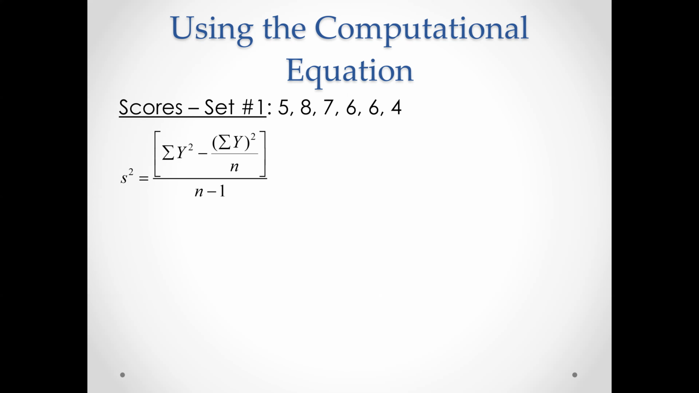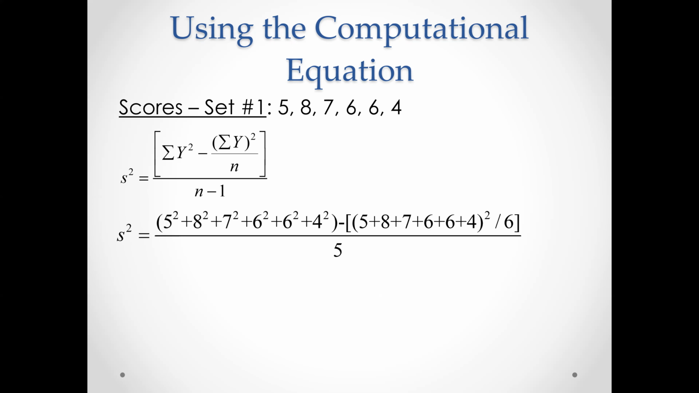Okay, so we're going to take a data set and solve. The first thing I need to do is take the values in this data set, take each one, and square them. So we have 5, 8, 7, 6, 6, 4. So we have 5 squared plus 8 squared plus 7 squared plus 6 squared plus 6 squared plus 4 squared. And that will give us our first value.